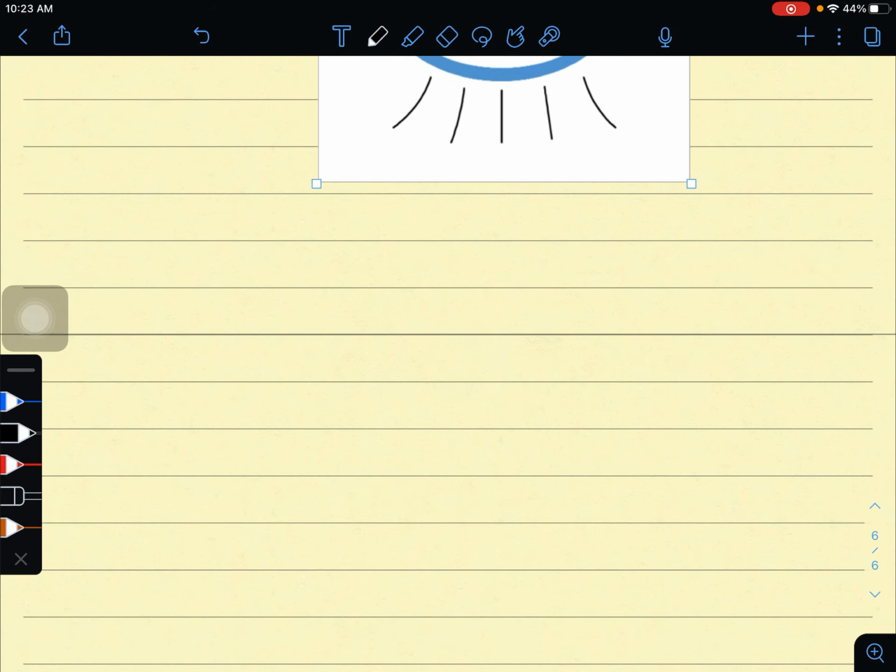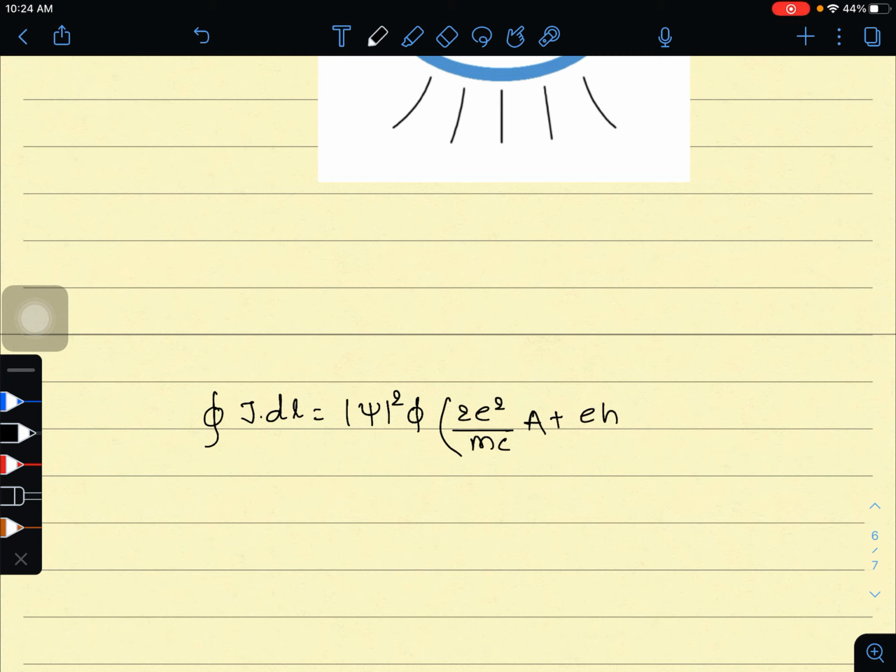So with the help of this closed loop, the integration over the closed loop of J dot dl is equal to mod psi squared times the bracket of 2e^2 upon mc times A plus e h-bar squared divided by m times del phi, close bracket, dl, and this is equal to 0. Let this be equation number 4.